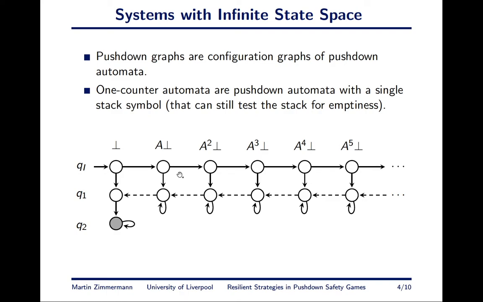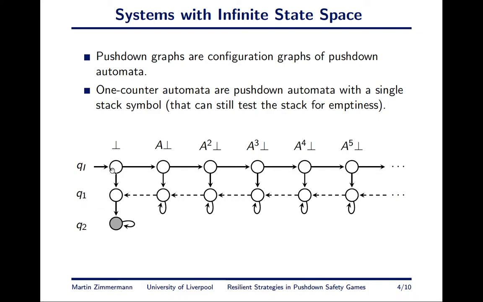And this gives rise to an infinite graph. Okay? And this is a simple class of finitely representable infinite graphs where many interesting problems are still decidable. So here I have an example. I have just a single stack symbol, call it A, and the stack bottom symbol. And I have three states, the initial state Qi, Q1, and Q2.